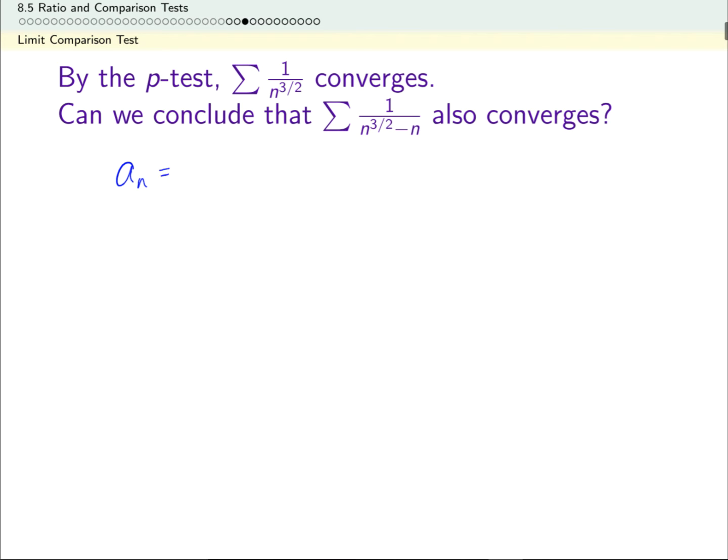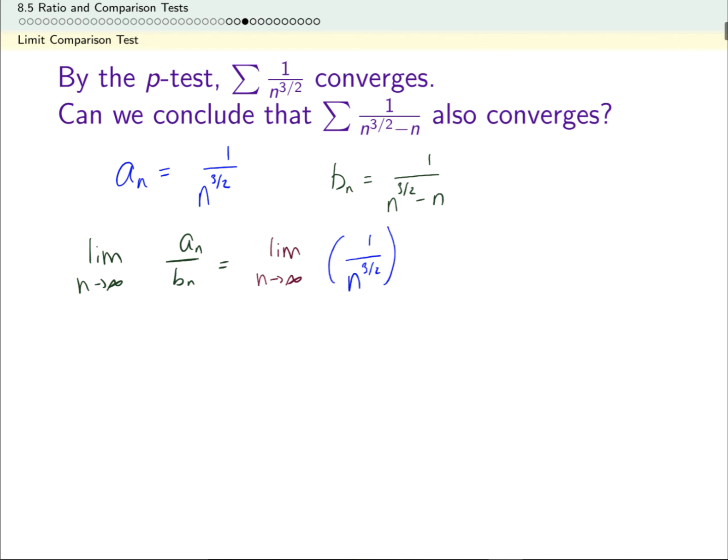Let's name our a sub n's 1 over n to the 3/2. For limit comparison, it doesn't really matter which one you name A and which one you name B. Our b sub n's are the other terms, 1 over n to the 3/2 minus n. And I'm going to take the limit as n goes to infinity of my a sub n's divided by my b sub n's. Since I have a fraction over a fraction for the b sub n's, I flip and multiply.